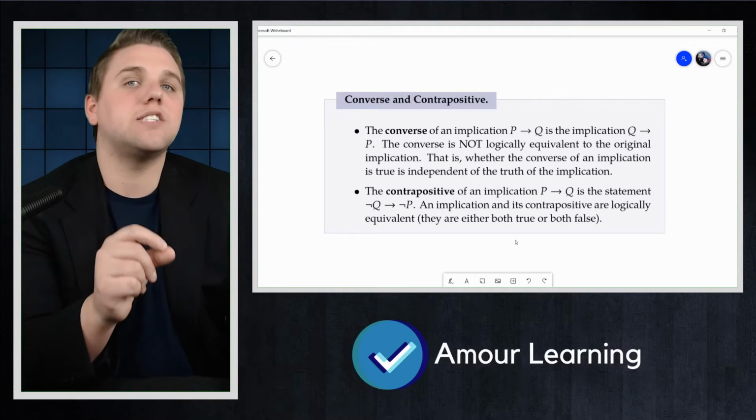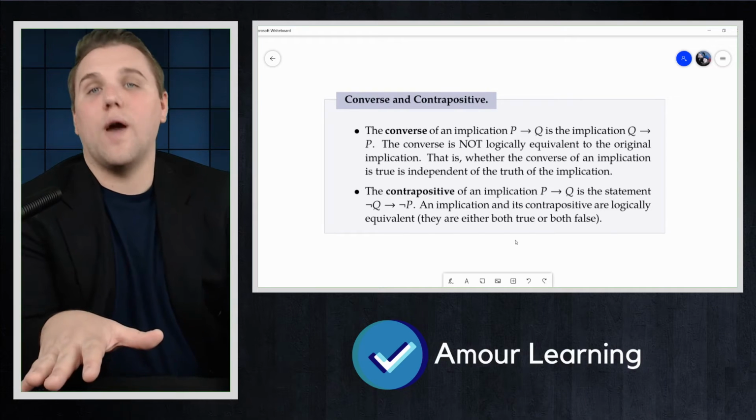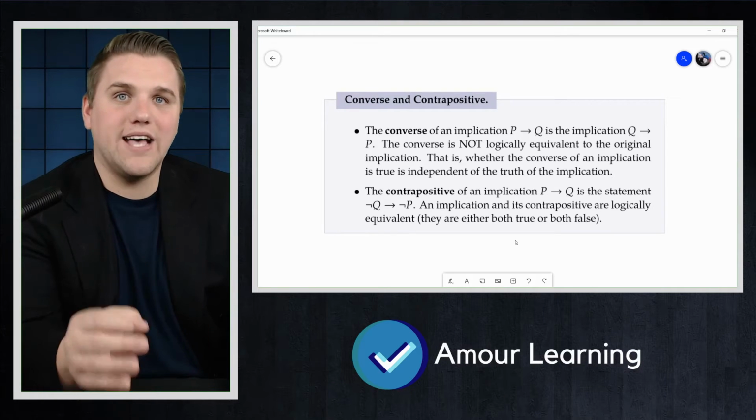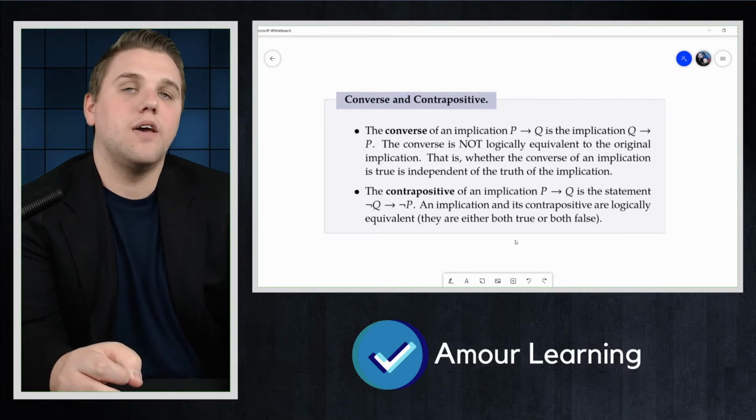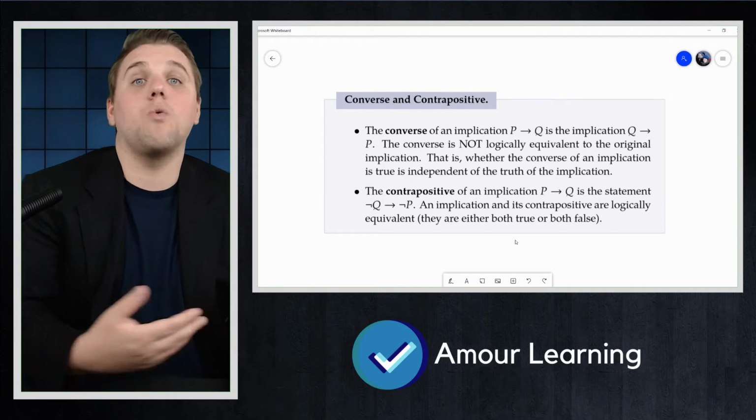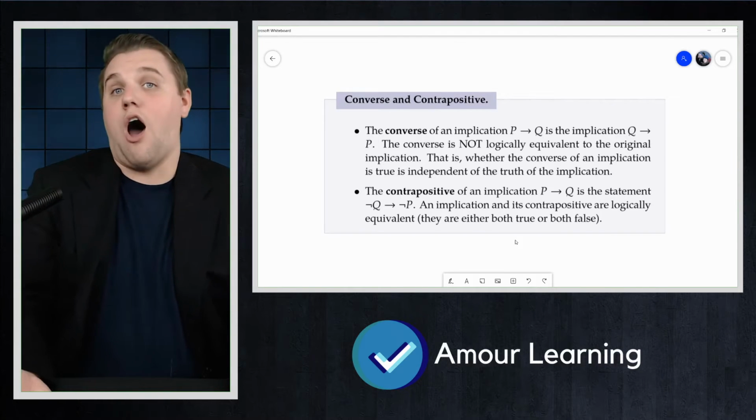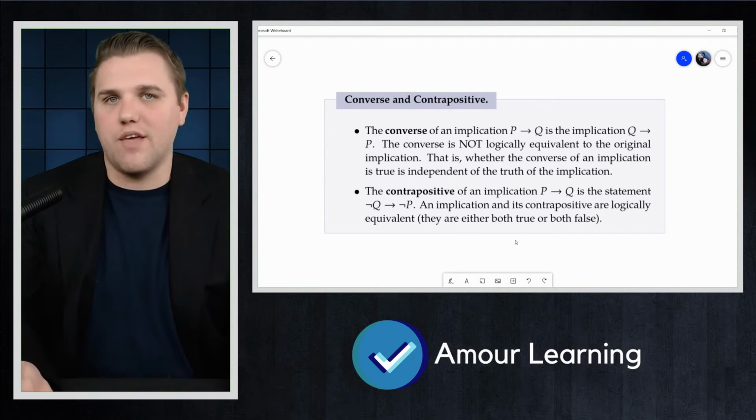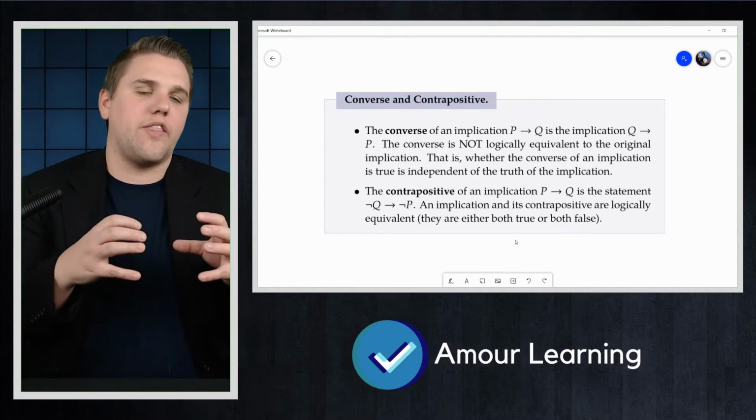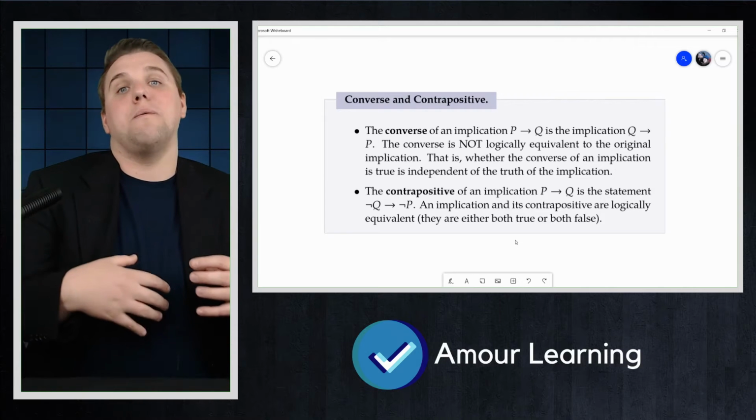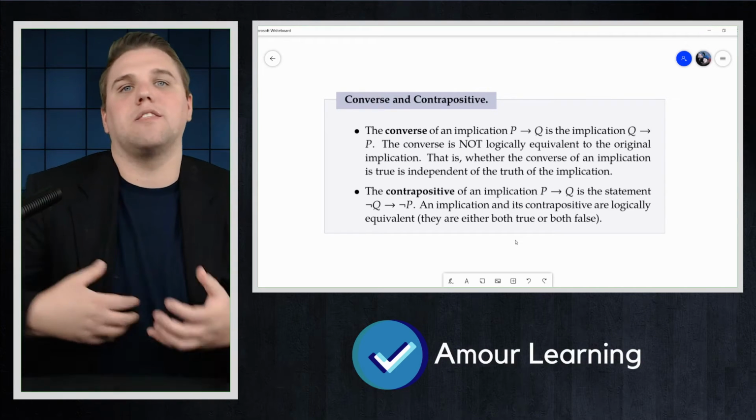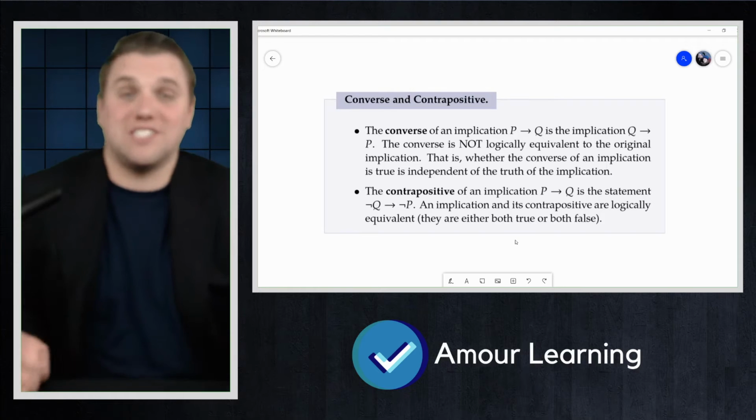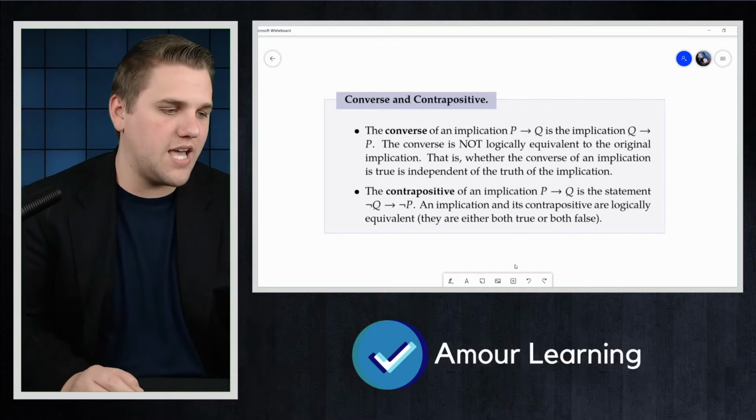The contrapositive, on the other hand, always has the same truth value as its original implication. This can be very helpful in deciding whether an implication is true. Often, it's easier to analyze the contrapositive rather than the original statement. And so we can focus on the contrapositive and then make conclusions about the original implication, since they're both the same thing. All right, let's do an example together.